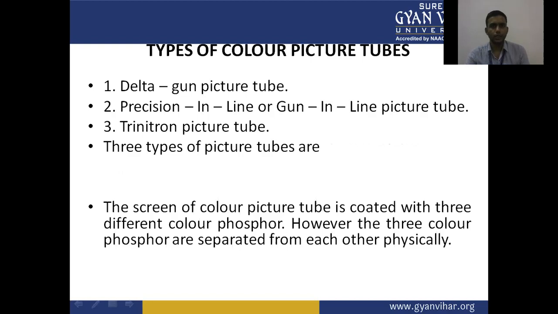Types of the color picture tubes. We have three types of the color picture tubes: the delta gun picture tube, the inline gun picture tube, and the Trinitron picture tube. The screen of a color picture tube is coated with three different color phosphors. However, the three color phosphors are separated from each other physically.